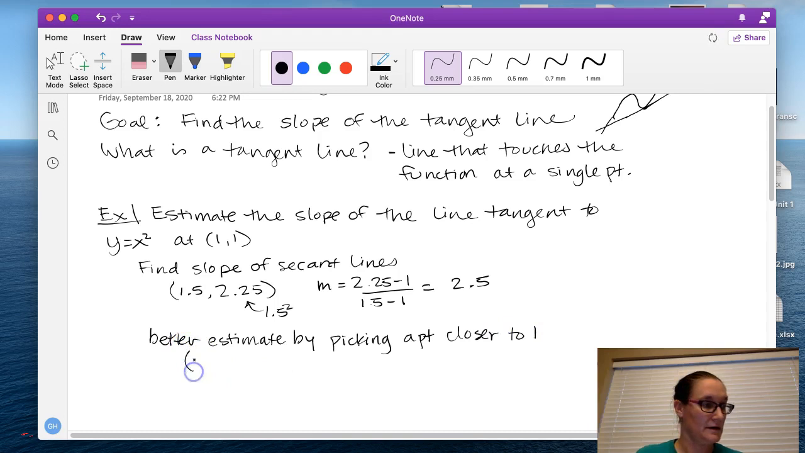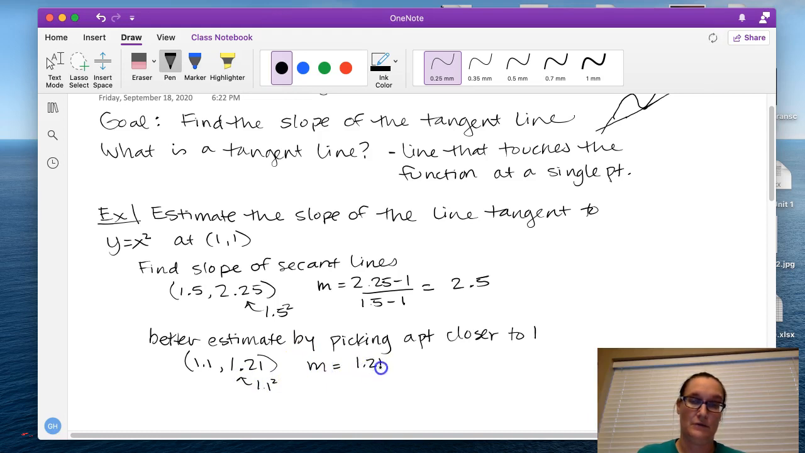So let's pick 1.1. All right, so 1.1 is our x value. We want to plug that in to get a y value. So 1.1 squared is 1.21. So this is 1.1 squared. And then we can find our slope for that.